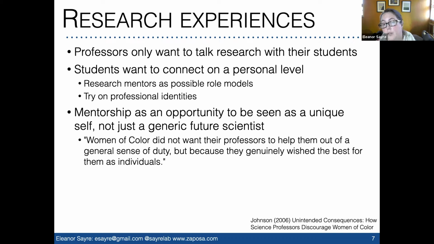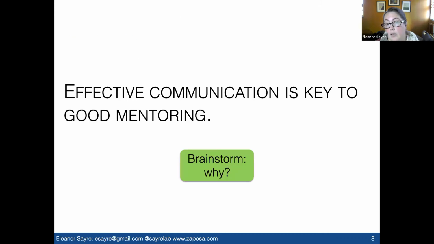So what does this look like, this relationship building? And what are some of the key parts? Well, I want to argue that one of the key parts of being a really excellent research mentor is about effective communication. Effective communication is key to good mentoring. It's super important. But now I have a question for you. Why could that be true? Think to yourself.